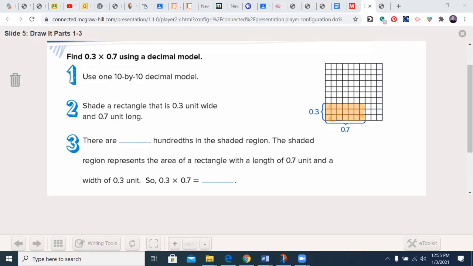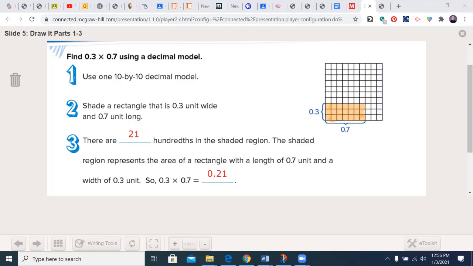If you remember the formula for finding the area of a rectangle, it's length times width. So there are going to be 21 squares filled in. 7 times 3 is 21. And when we write that as a decimal, we'll start with a 0 here. The 21 hundredths means 2 in the tenths place and 1 in the hundredths. So you would write that out like this. Make sure you filled this in, including the sketching.